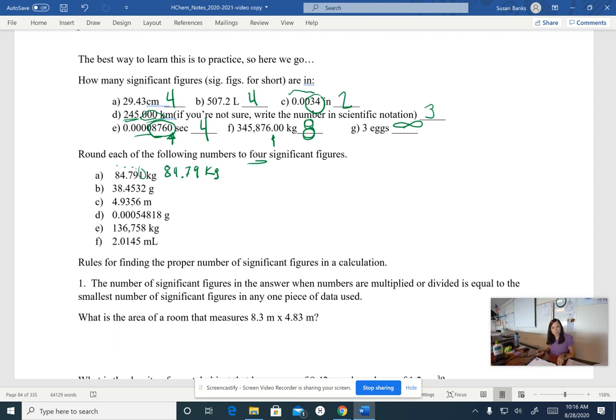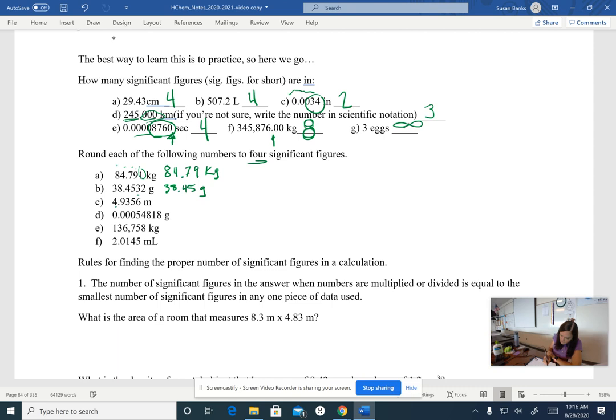Okay, so you ready? So 1, 2, 3, 4. I'm going to look at that 3. That 3 tells me to leave it alone. So I am going to report this as 38.45 grams. Okay, how'd you do?